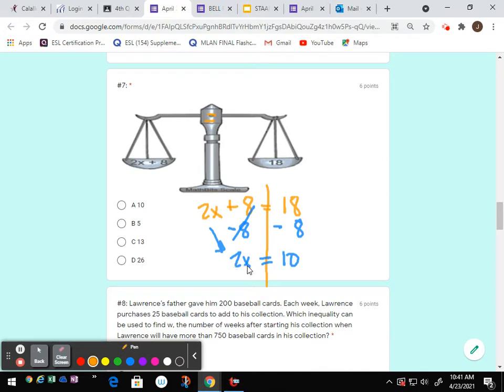This is 2 times x, and we want to get x all by itself, so the opposite of multiplying is dividing. So if we divide by 2 over here, we have to divide by 2 over here. Then we end up with x is equal to 5, which is answer choice B. B is our answer for number 7.